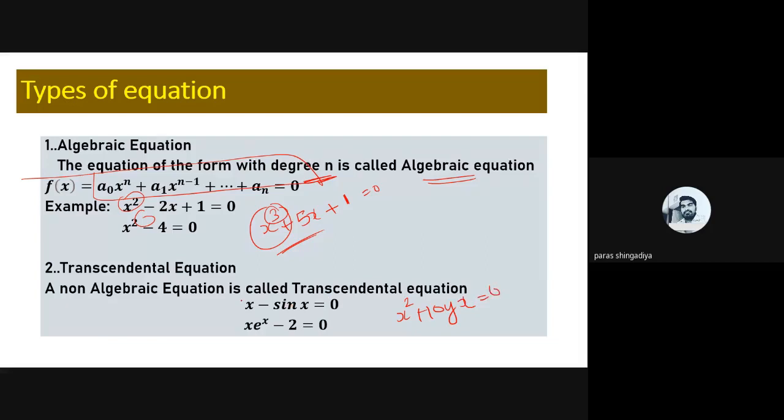So if any equation involves a trigonometric term, an exponential term, or a logarithmic term, this type of equation is known as a transcendental equation. And algebraic equations we can solve easily using a formula. If it is a quadratic equation, then we can easily solve it by using the quadratic formula.